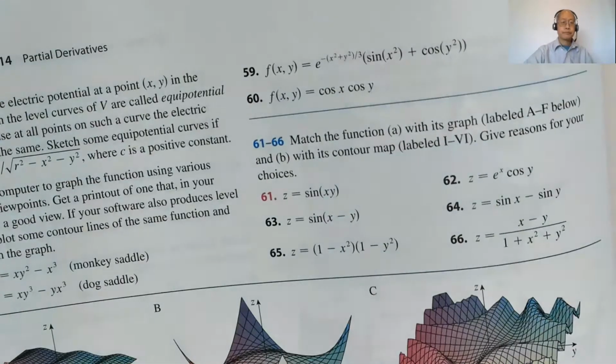This is section 14.2 on limits and continuity. Some things are the same, some things are different than limits and continuity in Calc 1 and Calc 2. So, the bottom of page 903, limits and continuity.